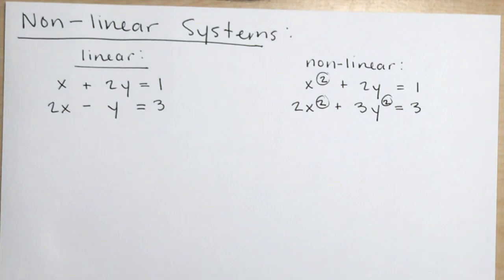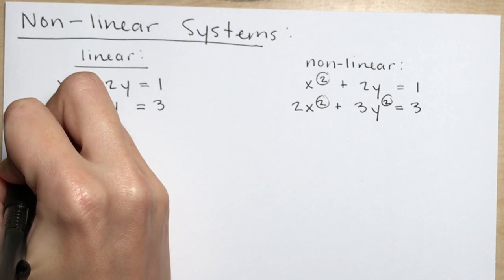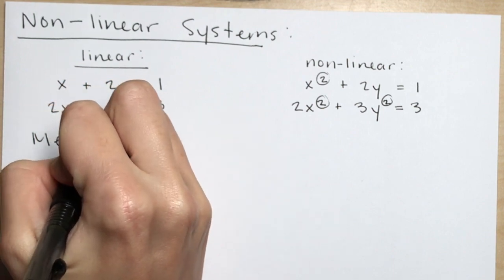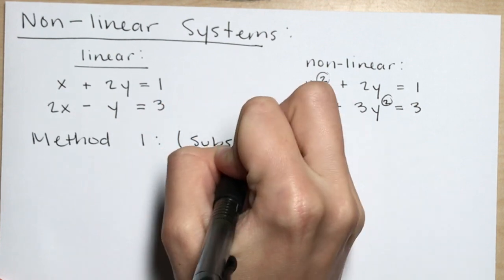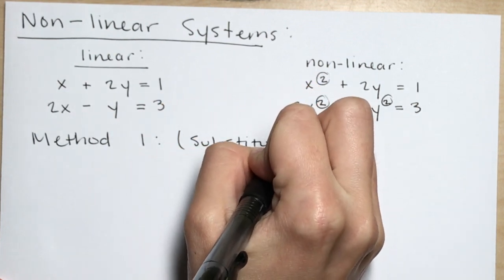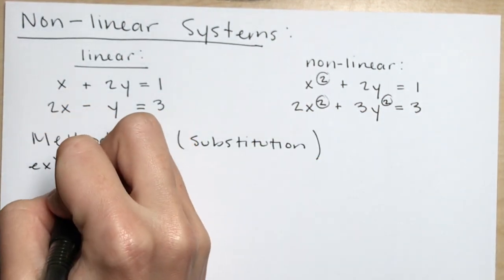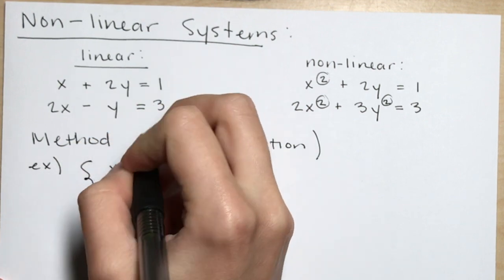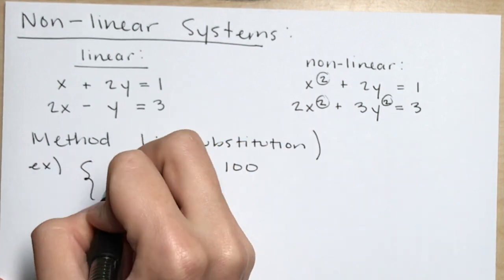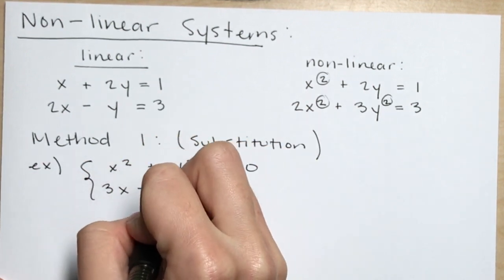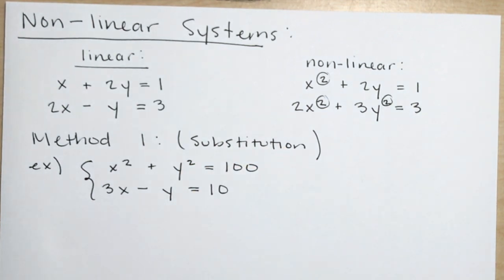The good news is that the stuff is very similar to linear systems, and we can use our same two methods. So if you'll recall, we had our first method, which was substitution. Let's say we have something like this. All right, our first step was substitution.